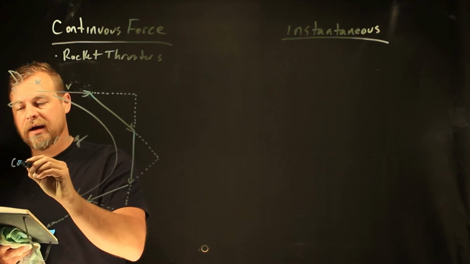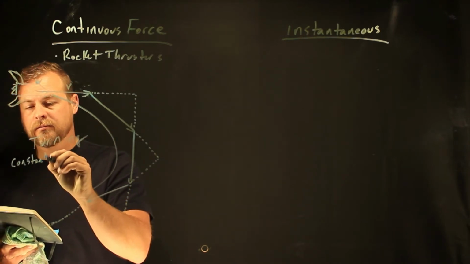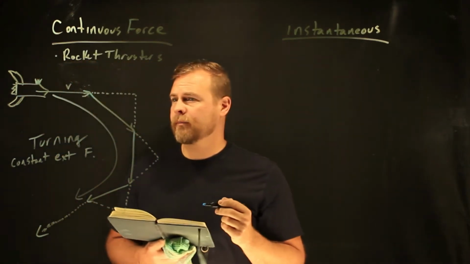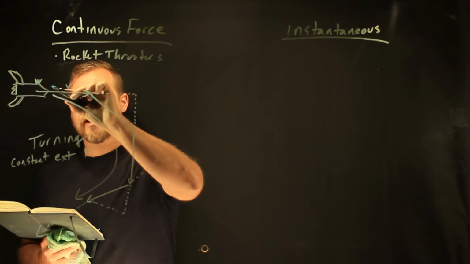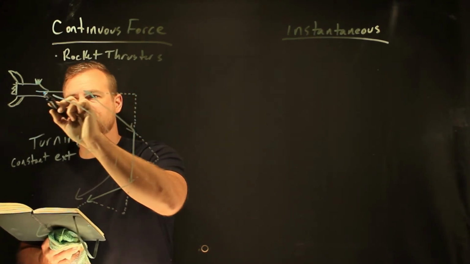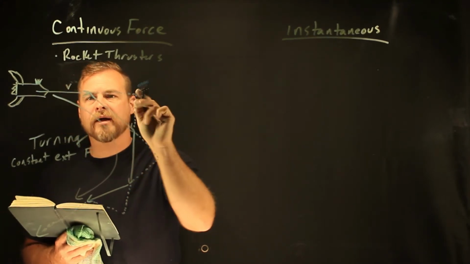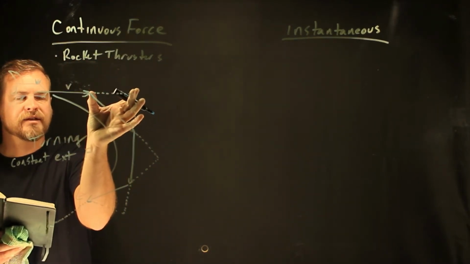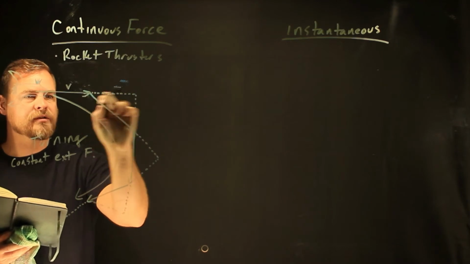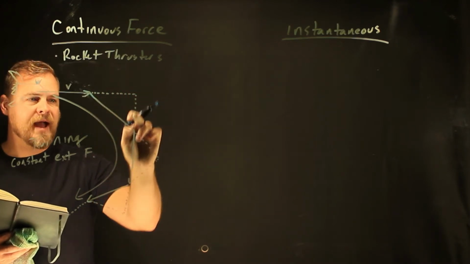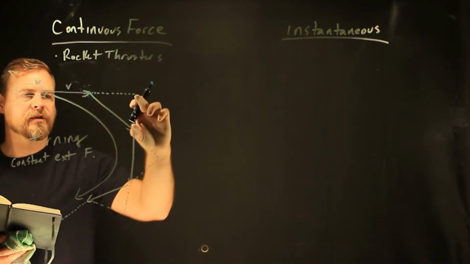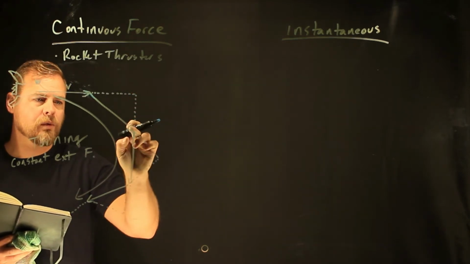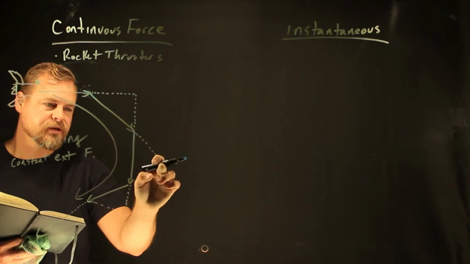Okay, so what we get here is a turning effect from a constant external force, right? So constantly applied, the law of inertia says the rocket wants to continue on, so that vector of velocity still exists because of the law of inertia, and then I've added another vector from this new force that's pushing it perpendicular. Well, new direction, law of inertia says it's going to continue on.